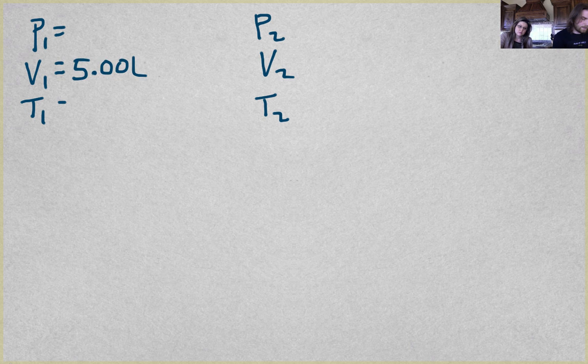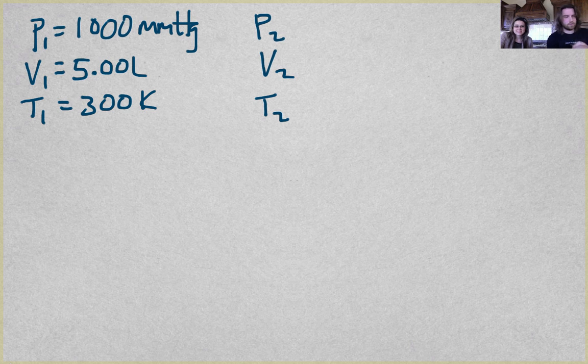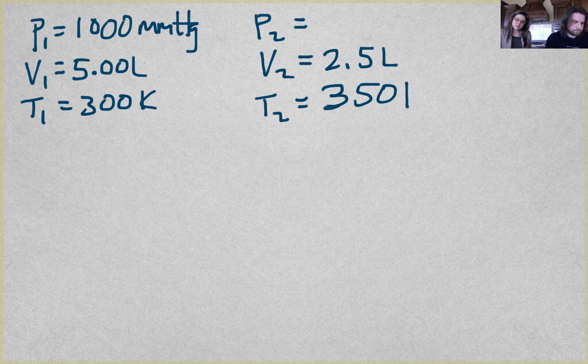All right, so let's say we start with 5 liters at 300 Kelvin, and the pressure is 1,000 millimeters of mercury. That's a high pressure situation. Then the new volume is 2.5. So we're going to cut the volume in half and increase the temperature to 350 Kelvin. That's pretty hot.